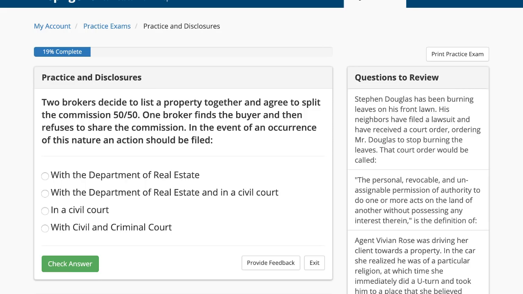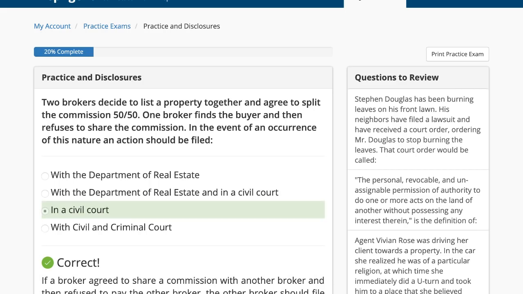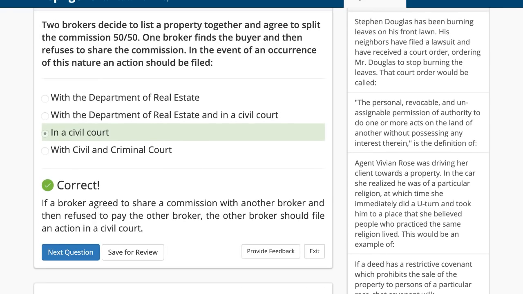Okay, two brokers decide to list the property together and agree to split the commission 50-50. One broker finds the buyer and then refuses to share his commission. In the event of an occurrence of this nature, an action should be filed A, with the Department of Real Estate, B, with the Department of Real Estate and Civil Court, C, in a civil court, or D, with civil and criminal court. And the answer is C, in a civil court. I said civil court, right? That's what I said.